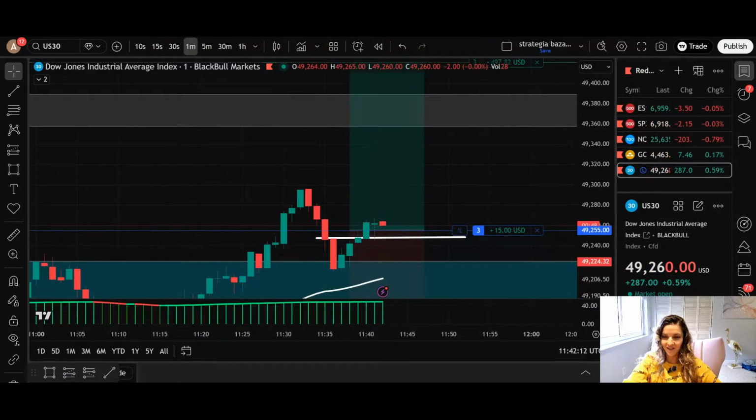I always take my US30 trades, I always take it on my cash account too.